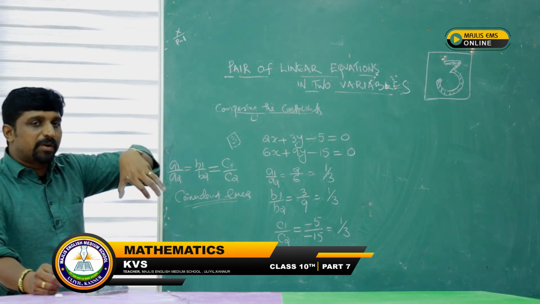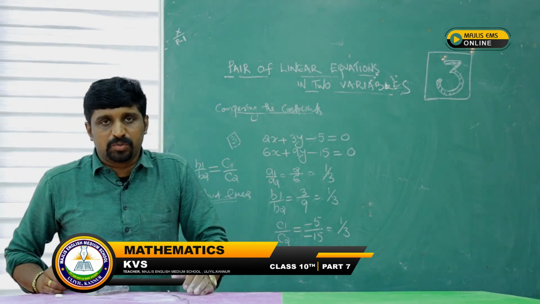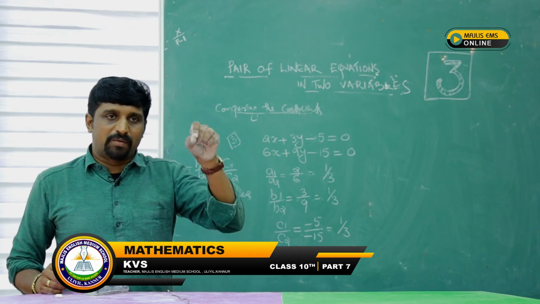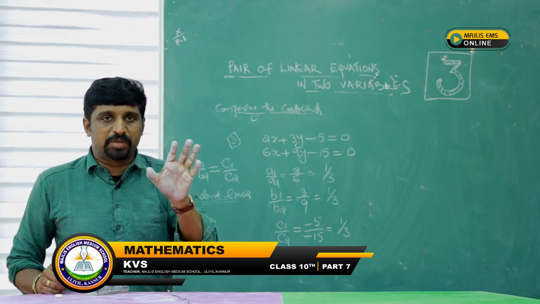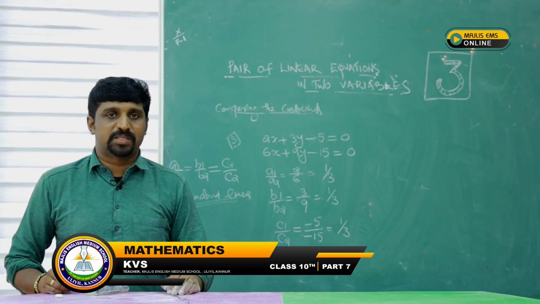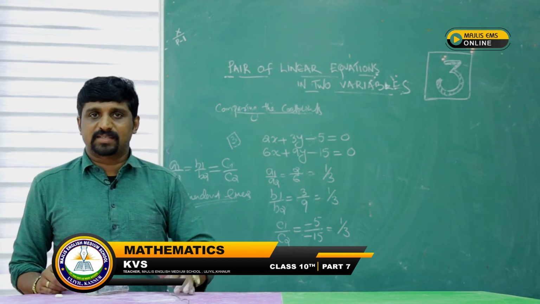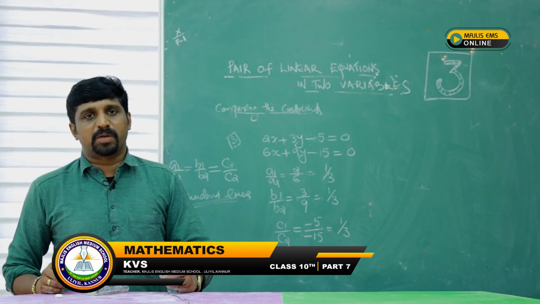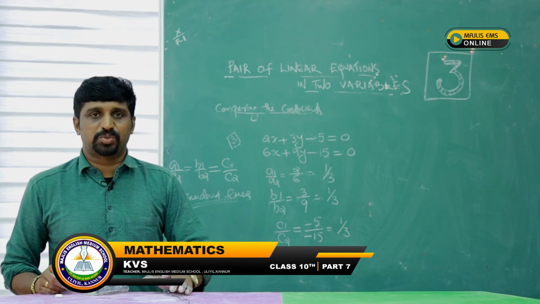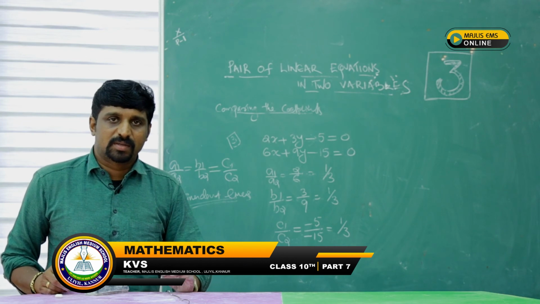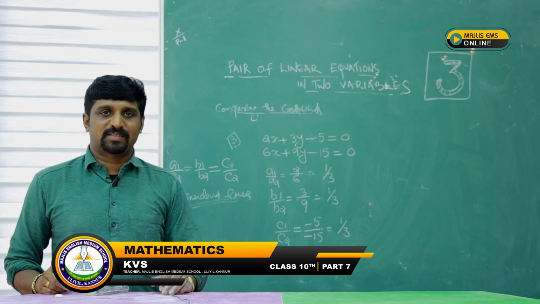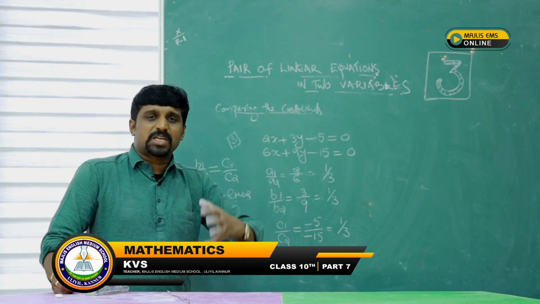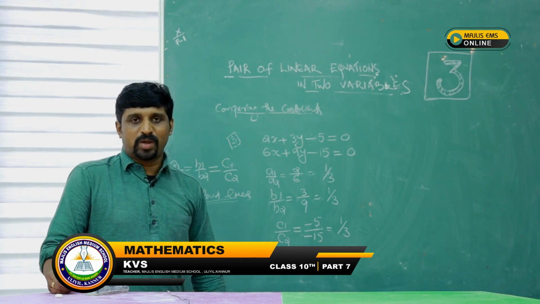First case, a1 by a2 not equal to b1 by b2: that is intersecting lines. Second case, a1 by a2 equal to b1 by b2 not equal to c1 by c2: that is parallel lines. Here all are equal, a1 by a2 equal to b1 by b2 equal to c1 by c2: that is known as coincident lines. Therefore, without drawing the graph, based on the coefficients, we can conclude which type of graph we will get. Is it okay? Clear?